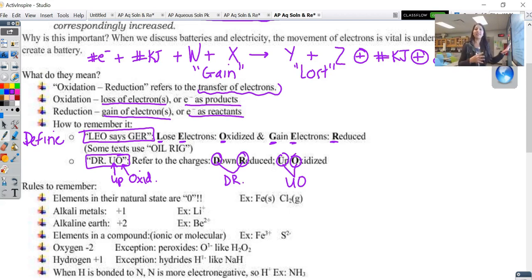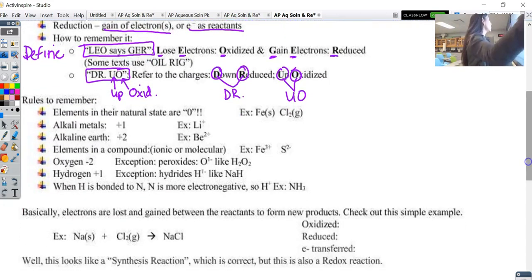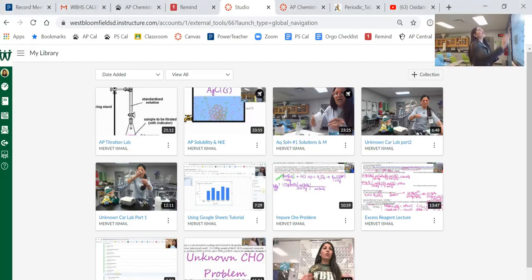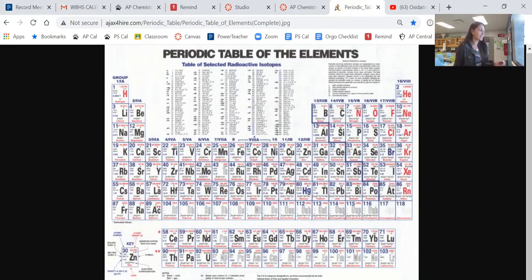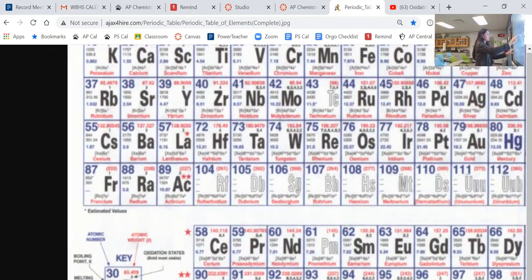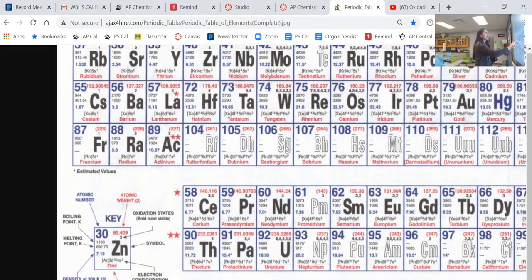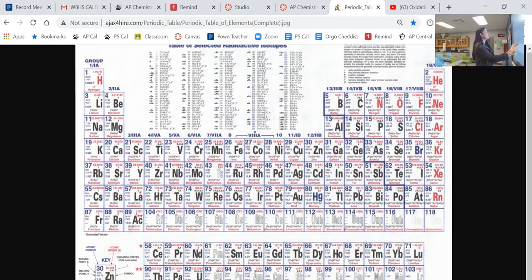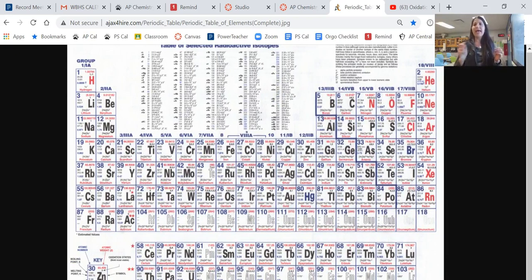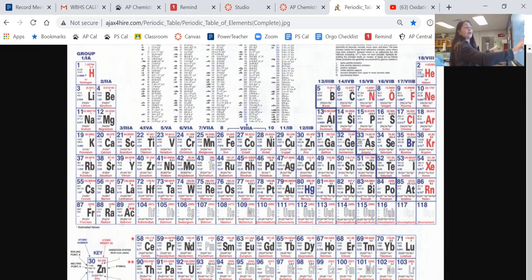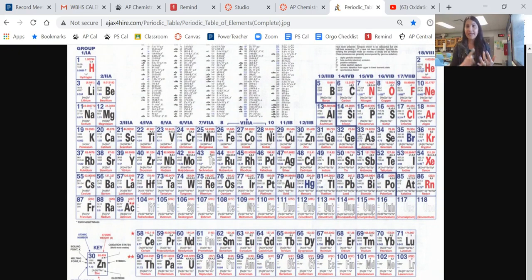So there are some rules that we need to remember. Now, if you look at the periodic table, we know that there are oxidation states. If you look at the key down here on the bottom, it says oxidation states. And so those oxidation states, remember, this is very important, remember what those are: every element in its natural state as seen on the periodic table, where if we look at our key, black means solid, blue means liquid, red means gas, in its natural state, it is neutral.